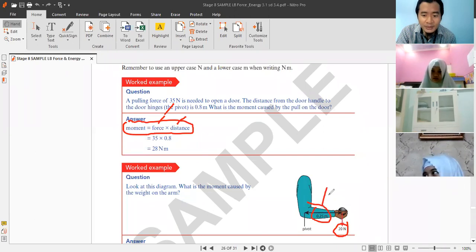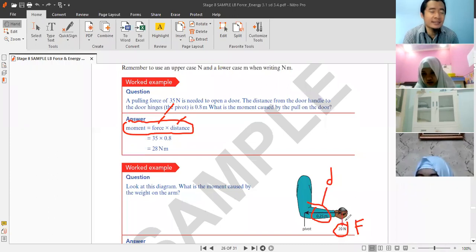Okay, may I help you? 0.25 meters is distance, and 20 is force, Mbak Alisa. Why? Because from the diagram, 20 newtons is the weight force, and 0.25 is the distance between the force and the pivot.